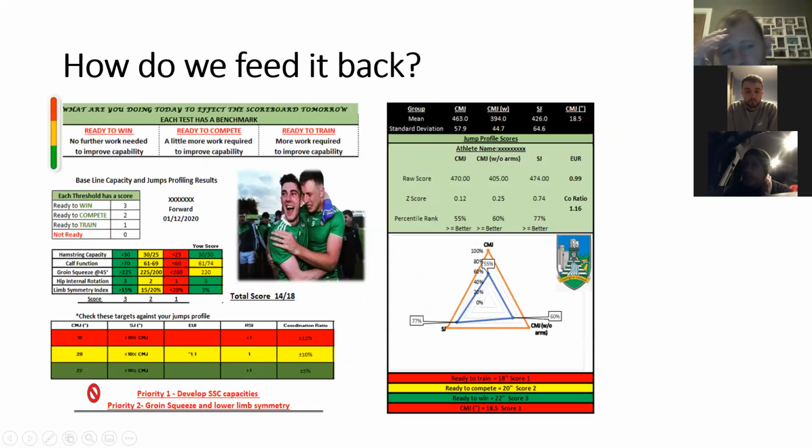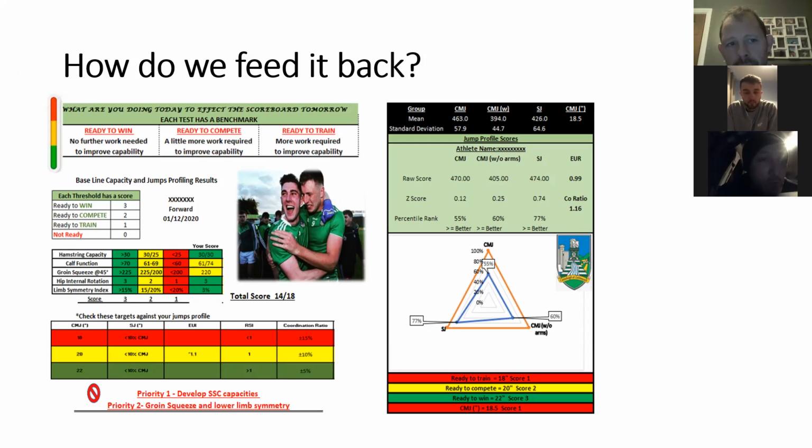So then how do we feed it back? And I think this is really important actually, right? How we actually feed the information back to the athlete is important because some athletes are visual learners, they will see something and they'll be drawn to it, right? So to me, I like to communicate in three simple ways. You're either ready to win, ready to compete, or you're ready to train, right?